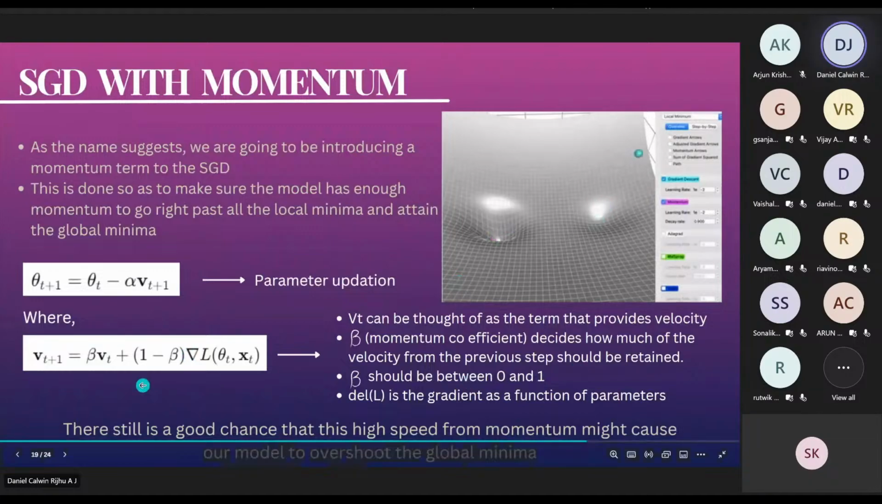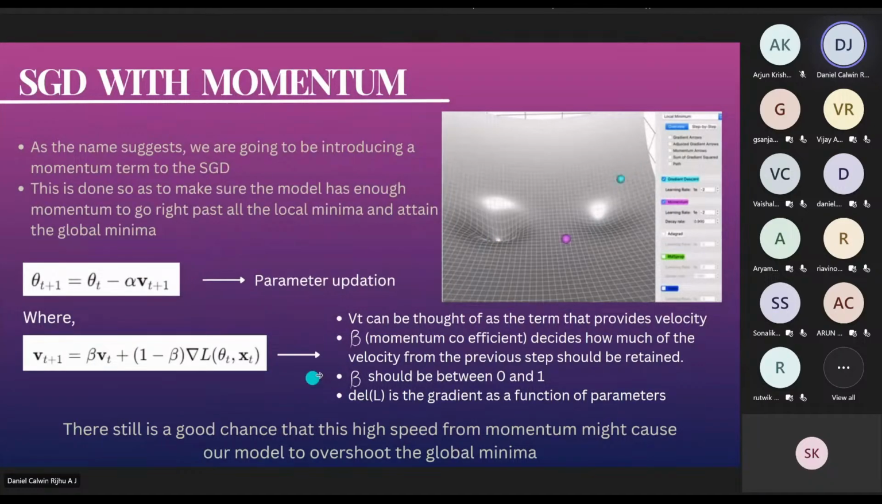And yeah, obviously beta is going to be the factor which decides how much of the momentum from the previous epoch should be retained in the next epoch, and it's going to be called the momentum coefficient, and the value of beta should lie between 0 and 1.